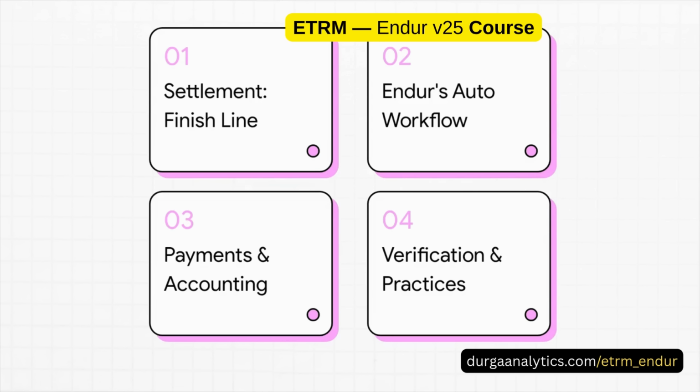Then, we'll pull back the curtain on Endur's automated workflow, which is like a financial assembly line. From there, we'll dig into the mechanics of payments and accounting, basically how we turn data into dollars. And to wrap it all up, we'll talk about the essential controls, verification, audits, and best practices that ensure financial truth. So, let's get started.